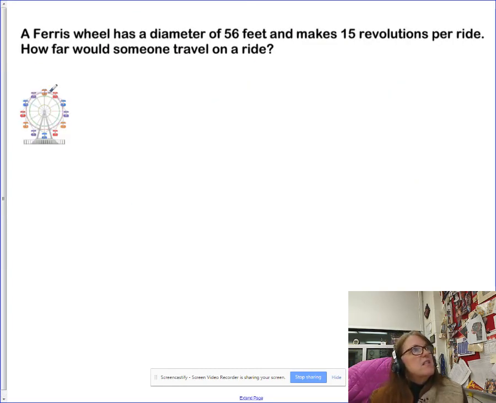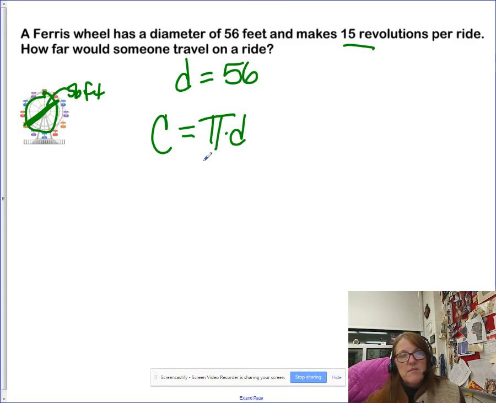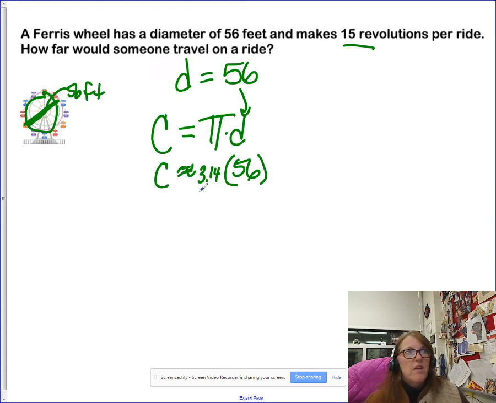Last one, Ferris wheel. This is kind of the same thing. You're up in the Ferris wheel. You go around once. That's one circumference. Go around 15 times, and that's a pretty good Ferris wheel ride. If you counted all of that distance, let's see how much that is. This time they're telling you the diameter all the way across is 56 feet. So I already know my value of D, 56 feet. Circumference is pi times diameter. The diameter is 56. For pi, go ahead and use 3.14 this time.